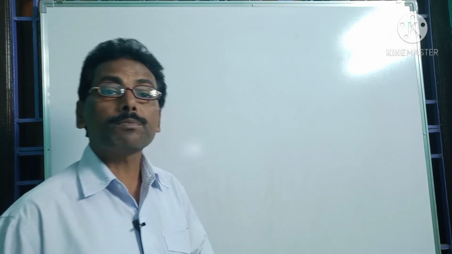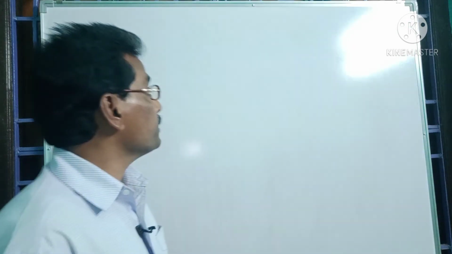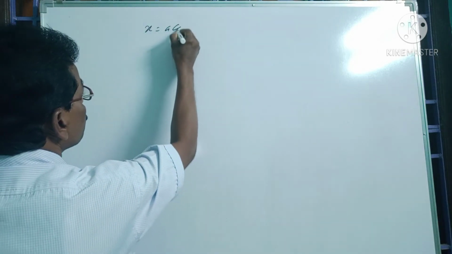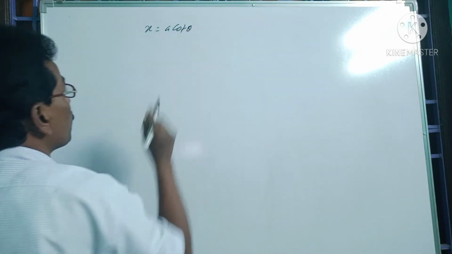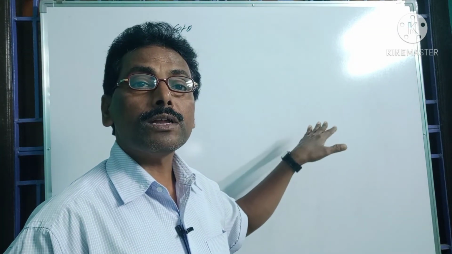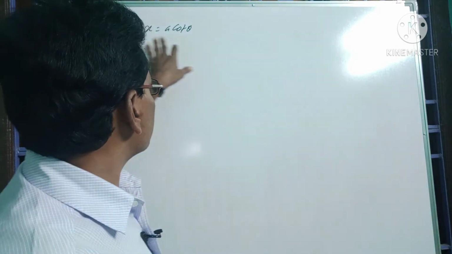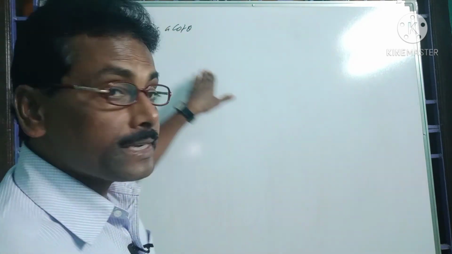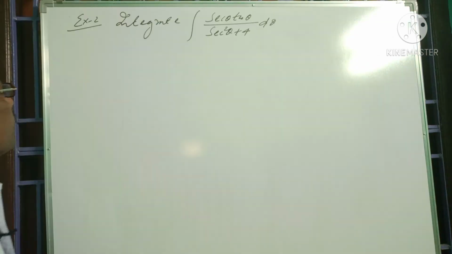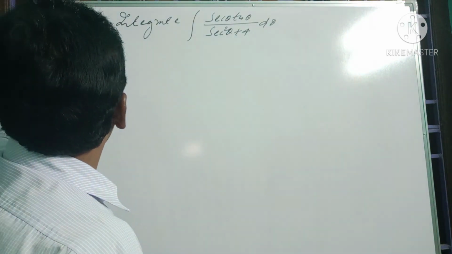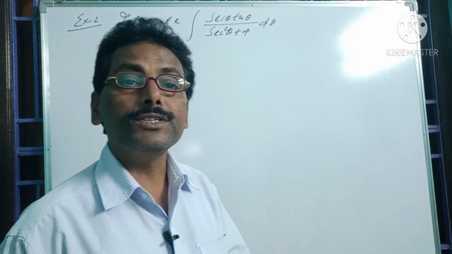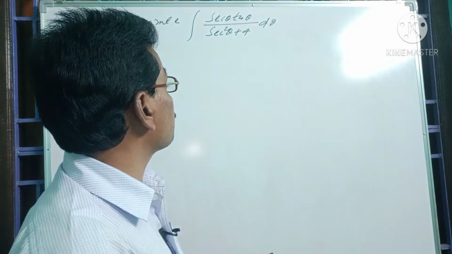The integration of 1 by x square plus a square can also be done by substituting x is equal to a into cot theta. Already we have integrated 1 by x square plus a square with respect to x by substituting x is equal to a tan theta. Again, the same integral can be integrated by substituting x is equal to a cot theta. So we derived the formula that the integration of 1 by x square plus a square is equal to 1 by a tan inverse x by a plus c.